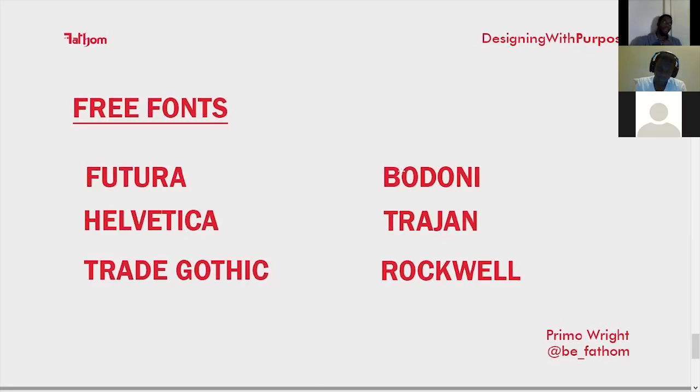Bodoni is a serif typeface. I actually use it a lot, as well as Trajan. Trajan is the font that was used on the old logo of the Library of Congress, because they've currently rebranded it. So for the old logo, Trajan was the typeface that was used.